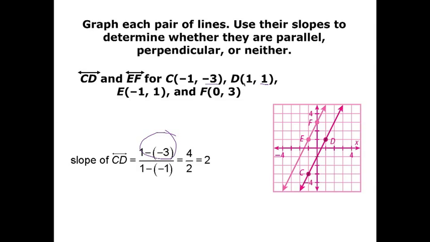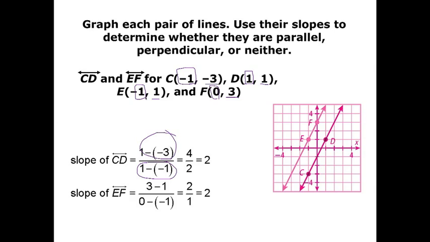And then I'm going to, on the bottom, put positive 1 from the x value minus negative 1. And that's what you see down here. So I have 4 over 2 when I simplify that, which is a positive 2. Now I want to do the exact same thing for E and F. So I'm going to take that minus that over that minus that. Doing so gives me another positive 2. Slopes are the same. If the slopes are the same, the lines have to be parallel.